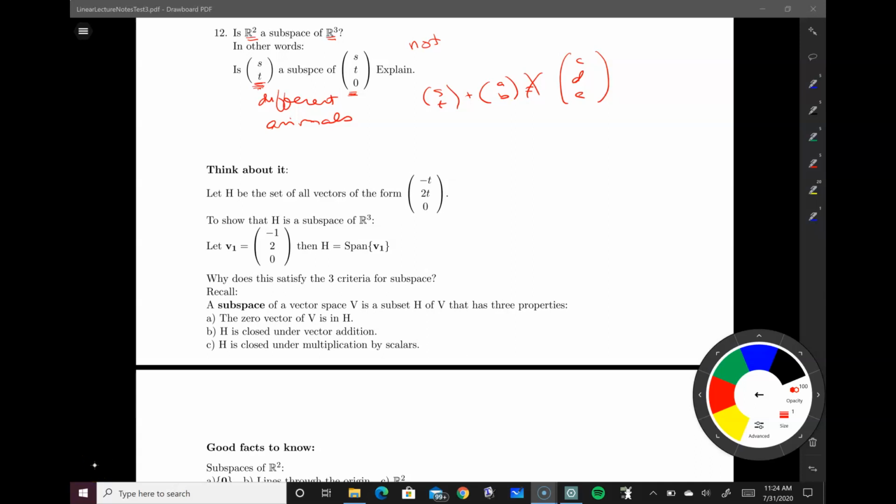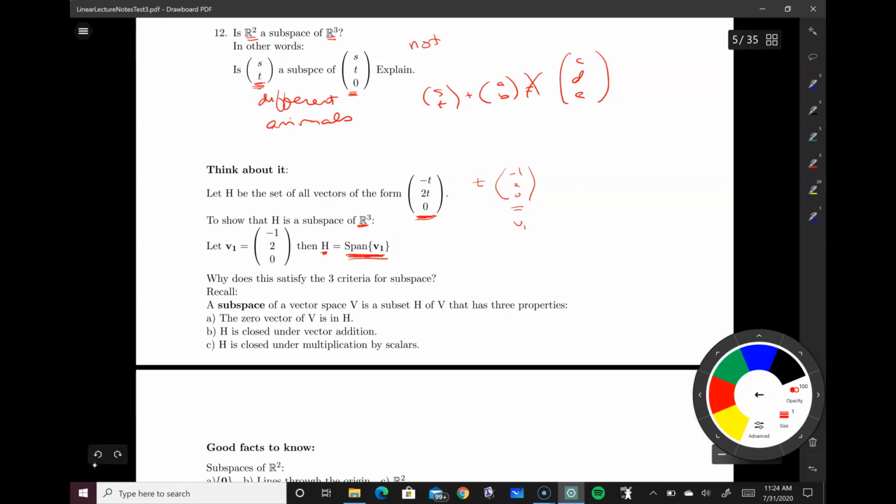All right, I'm going to revisit looking at vectors of this form. We showed that this was a subspace of R3. I showed you that we could factor the t out, and that gave us (-1, 2, 0). If I identify this vector as v sub 1, then the subspace H could be described as the span of v1.